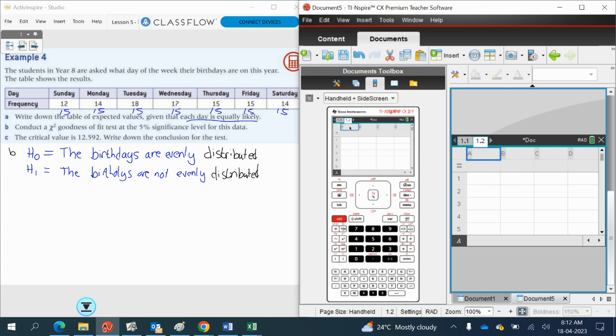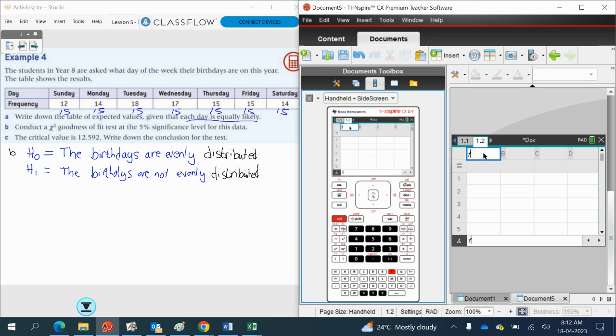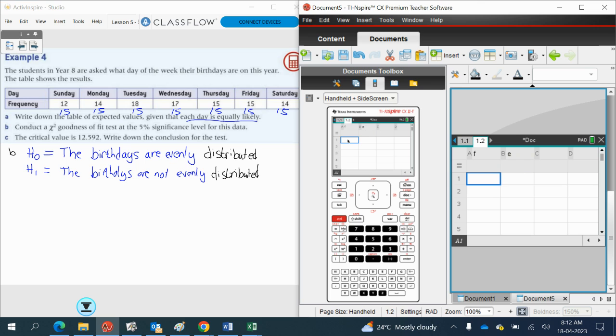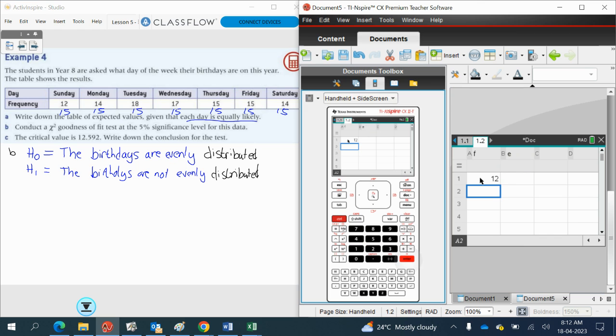So what we need to do is add a list this time. We can put into our list the frequency, call that one F, and the expected frequencies I'm going to call E. Label those two. Type in the data into the list: 12, 14, 18, 17, 15, 15, 14. Double check and verify your data to make sure you've not typed it in wrong.